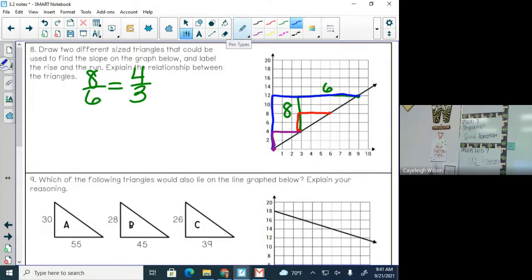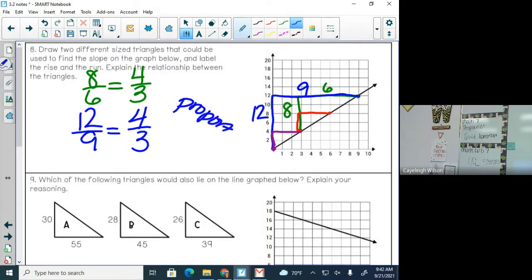All right, the blue one. 2, 4, 6, 8, 10, 12. 1, 2, 3, 4, 5, 6, 7, 8, 9. So 12 over 9, which reduces by 3, to also be 4/3. And so there's my slope, and it says explain the relationship between the triangles. They're proportional triangles. That's the relationship. They're all proportional because they all have the same ratio, the same slope.